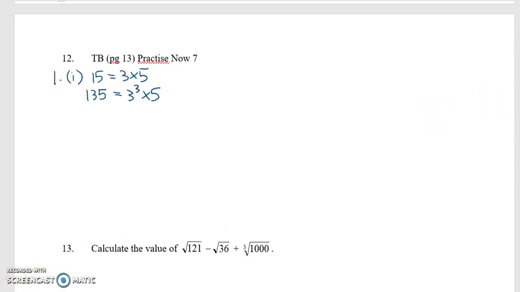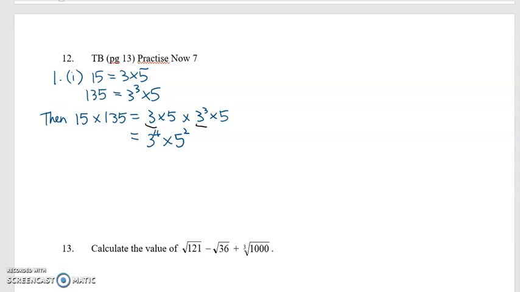Okay, so we write out the prime factorization of these two numbers. Then now we are going to put them together. 15 times 135. Okay, so I write it in. Now I'm going to combine the 3 and 3 cube. So 3 cube is 3 times 3 times 3. If I times another 3, I will actually have 4 of them. So it's 3 to the power 4. Same for 5 times 5. I will combine them together to get 5 square.